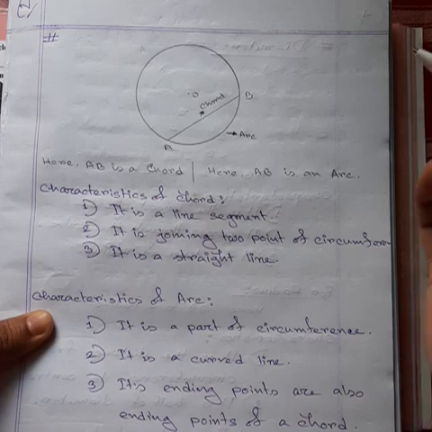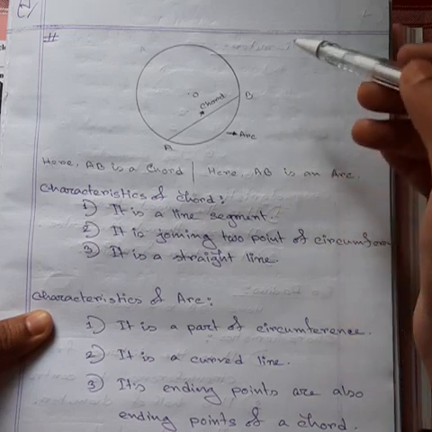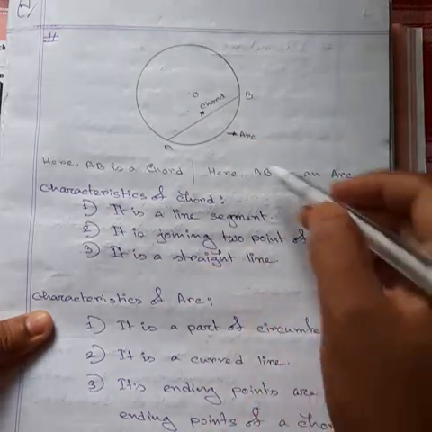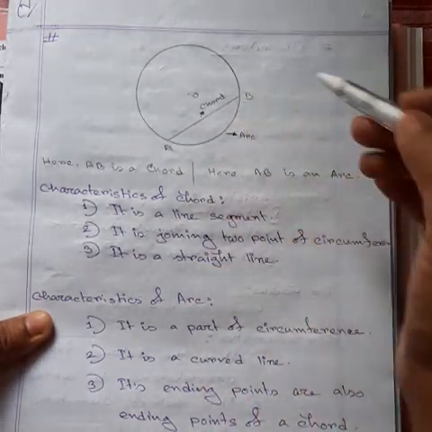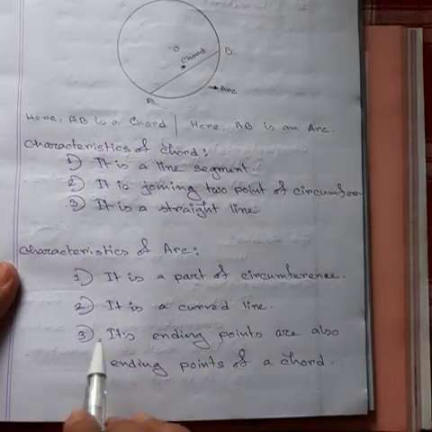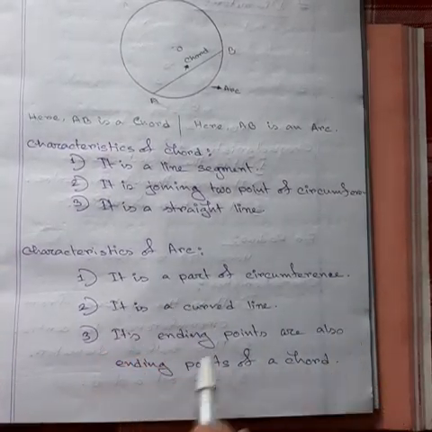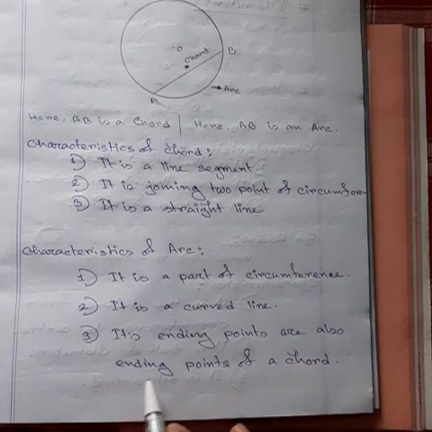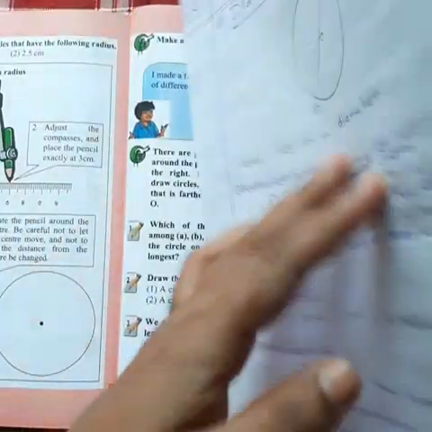And if they ask you about an arc, you write here AB is an arc, the curved one. We are talking about the curved one. Then we give that it is a part of the circumference, it is a curved line, and its ending points are also the ending points of a chord. These are the simple things.